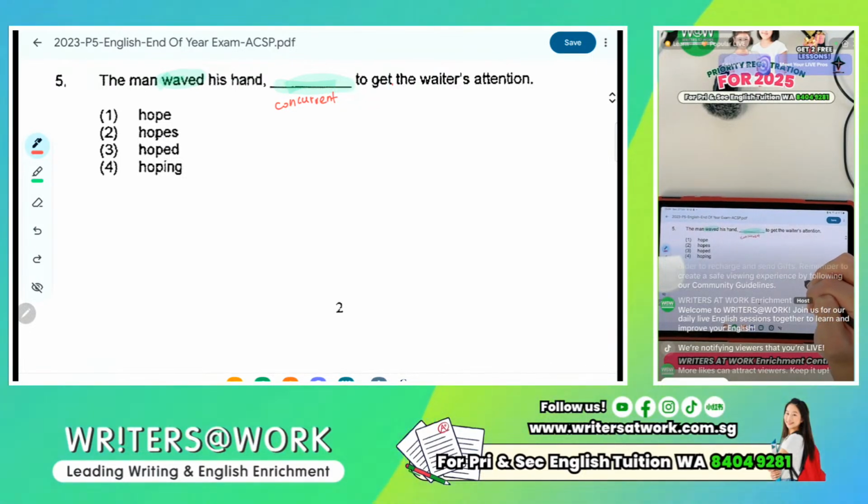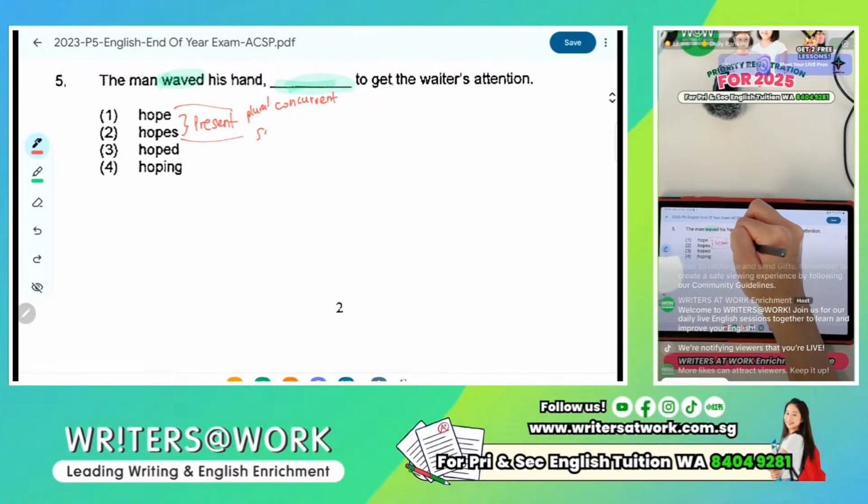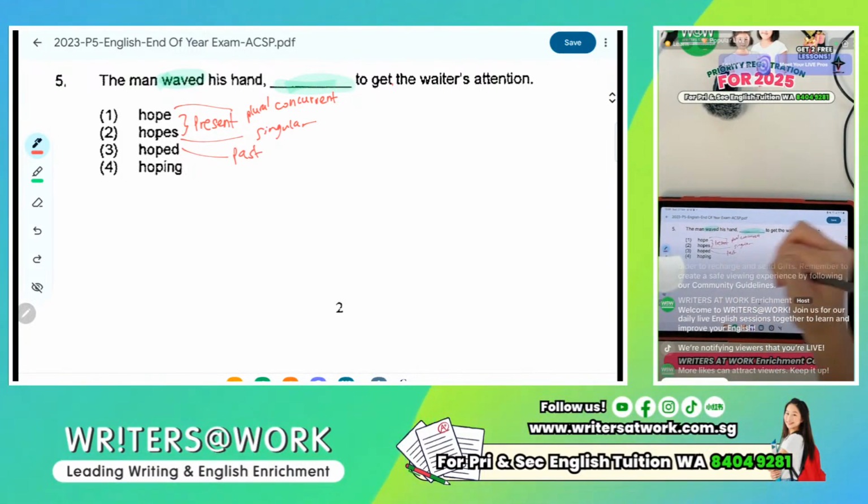Now, we have option 1, hope and hopes. These two are in the present tense. But hope is for plural and hopes is for singular. Next, we have hoped, which is the past tense, and hoping, which is in the continuous tense. This means that my action is ongoing as you speak.